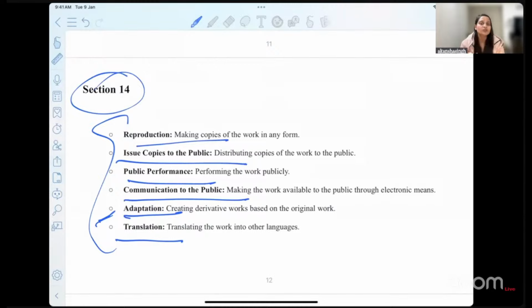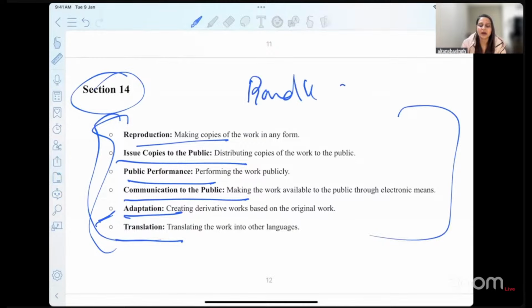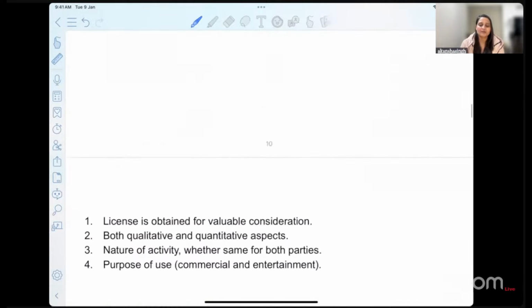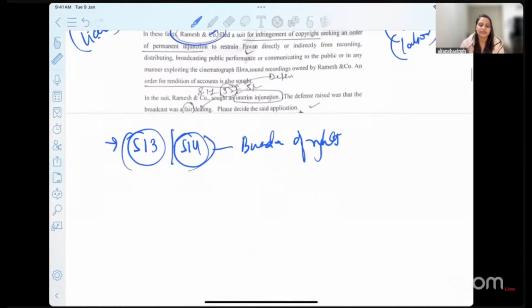So communication to the public. I have written it for myself. Now I want it to be published on a particular platform, right? So all these are set of rights, bundle of rights that are with the owner. And that is what we have recognized and said that as per section 14, the plaintiff has these set of rights towards the copyrightable work.